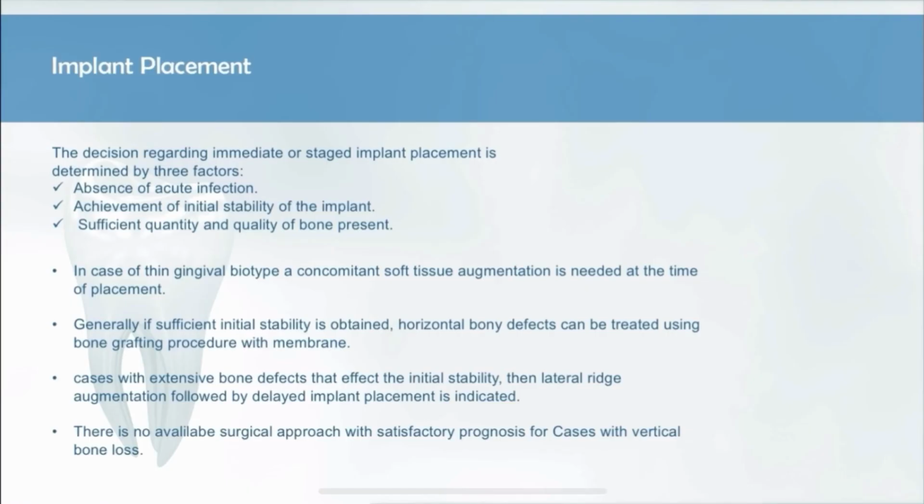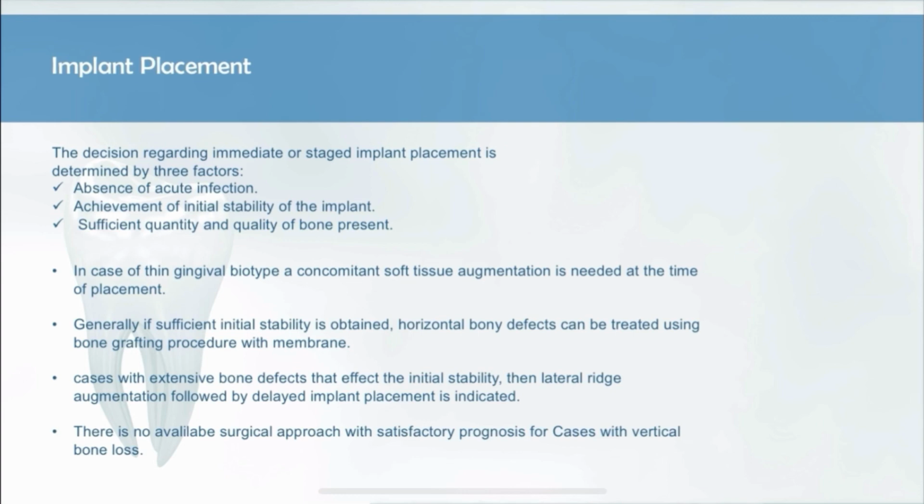Implant placement. The decision regarding immediate or staged implant placement is determined by 3 factors: the absence of acute infection, achievement of initial stability of the implant, and sufficient quantity and quality of the bone that is present. In case of a thin gingival biotype, a concomitant soft tissue augmentation is needed at the time of placement.